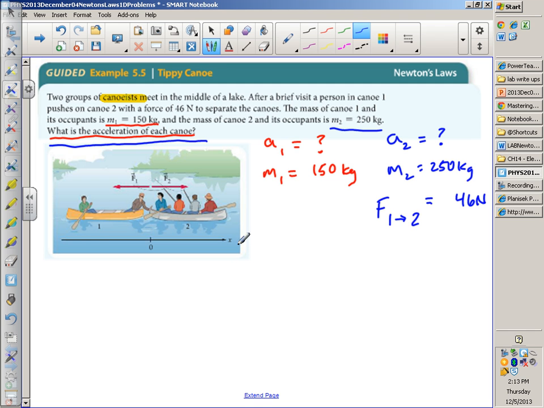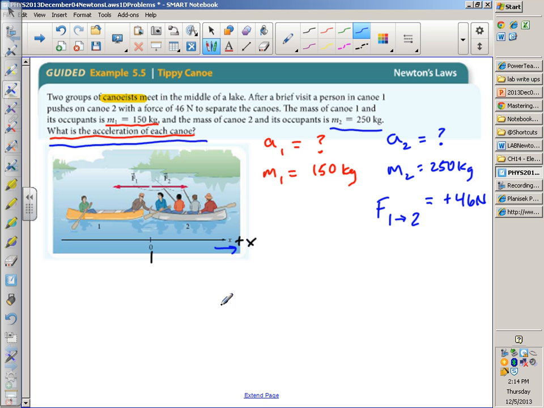But also, if you look at the picture, they have set us up a frame of reference, right? Here's the reference point, and they have the arrow pointing towards the right, this being the positive x direction. So if 1 is pushing on 2, which direction is that force going to be acting on canoe 2? Positive direction, according to this frame of reference. Okay? Do we have enough information to figure out the acceleration on canoe 2 right now?